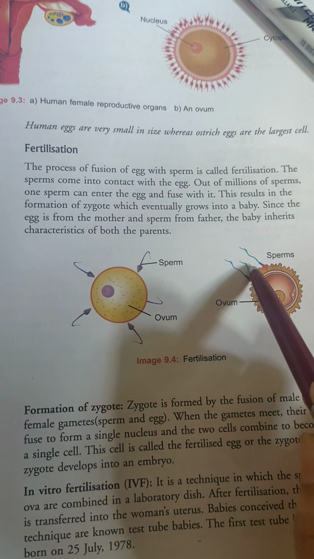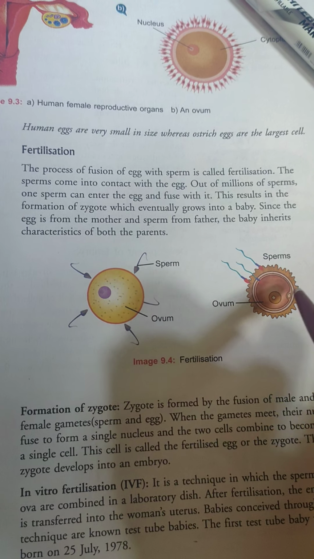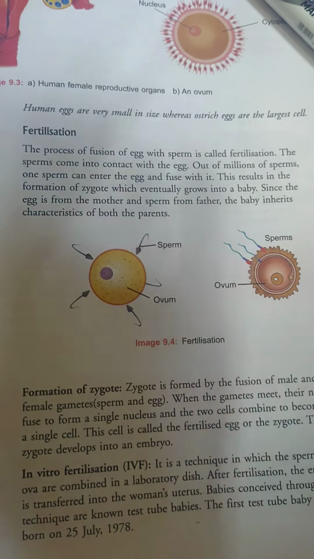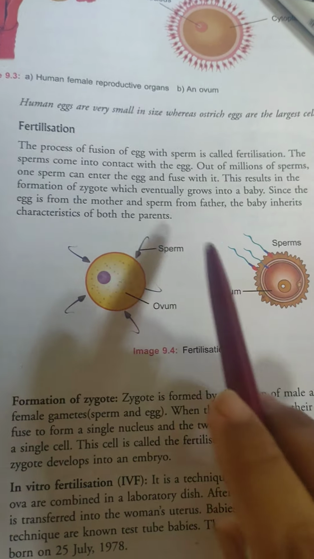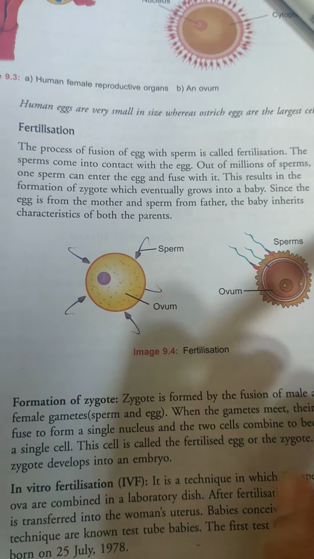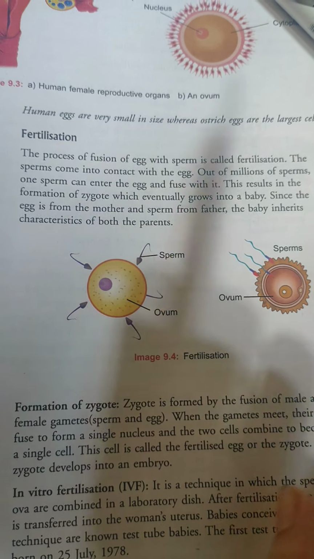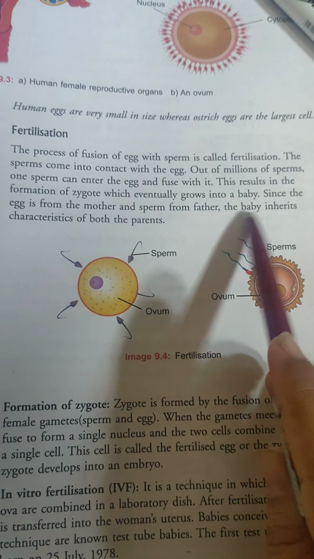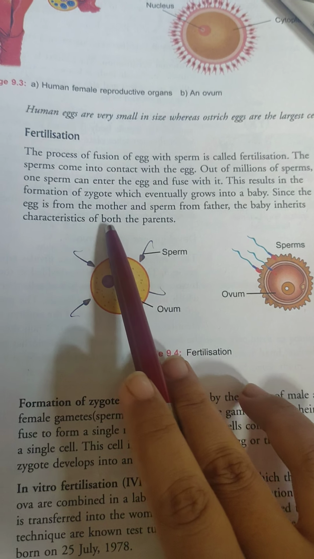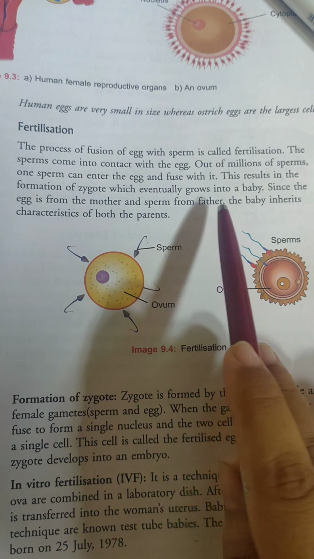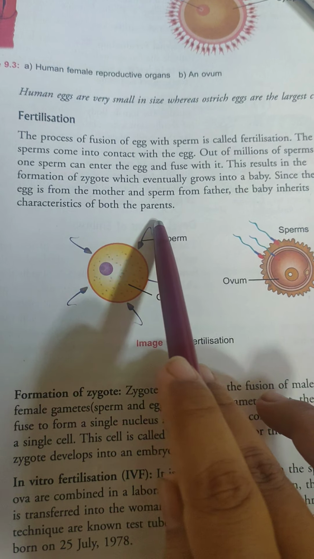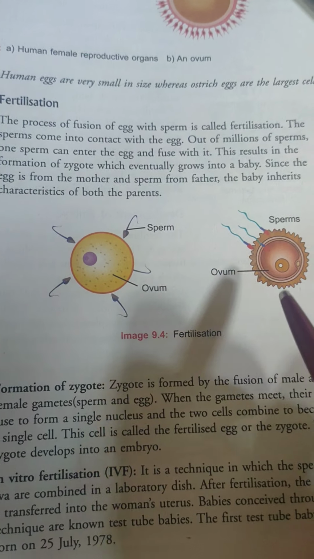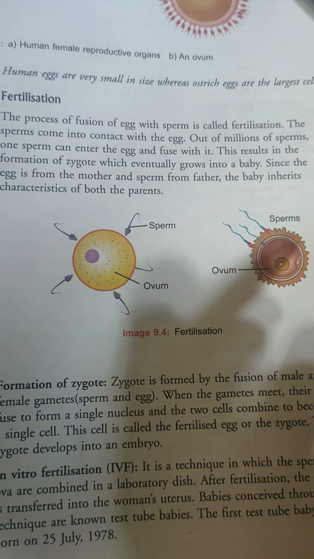After one sperm has entered the egg, then what happens? The zygote is formed. Then that zygote will multiply and develop into a baby. Since the egg is from the mother and sperm from the father, the baby inherits characters of both the parents.